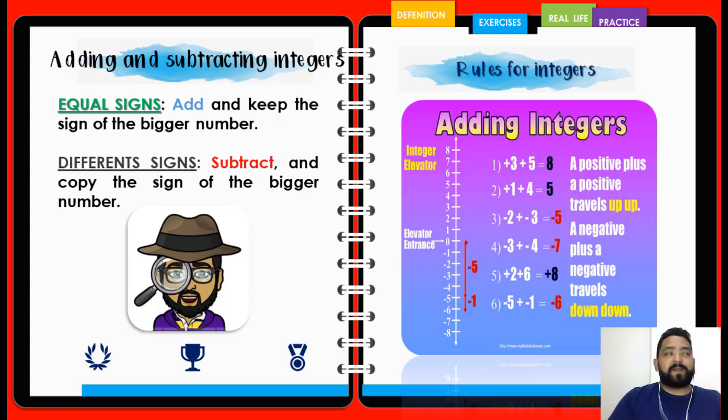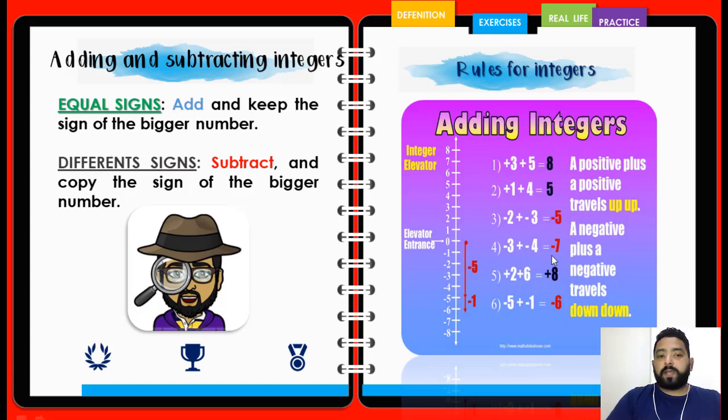Or you can identify that both numbers travel up, or both numbers travel down. For example, here we have another two numbers. As you can see, we have negative 2, located here, and we have negative 3. So negative 2 plus negative 3. Starting at negative 2, we move down 3 units. Why down? Because it's negative. So 1, 2, and 3, and our answer is going to be negative 5.